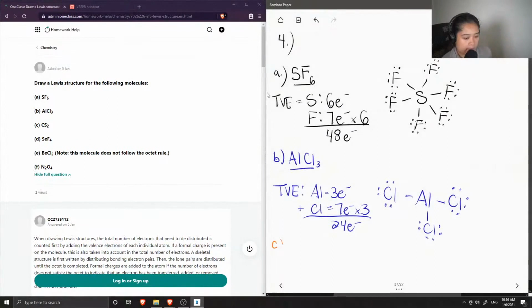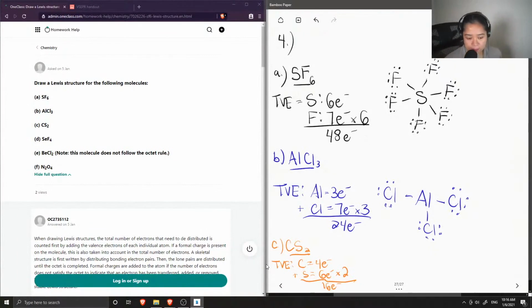Okay, so let's try to fit carbon disulfide, the bottom here. For the total valence electrons, carbon has 4, sulfur has 6 times 2, which is 12. So we have a total of 16 valence electrons in carbon disulfide.